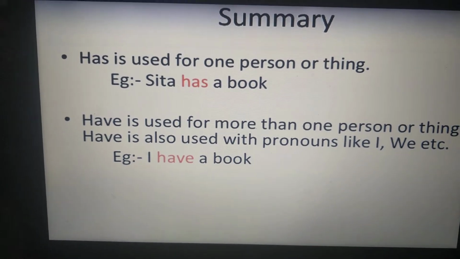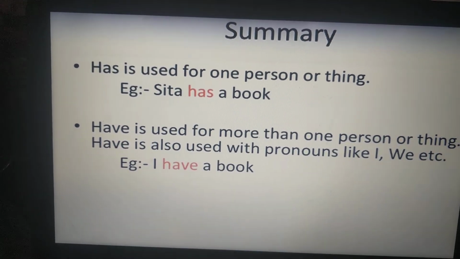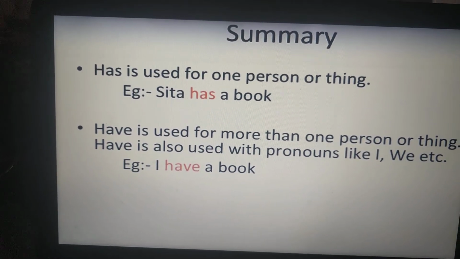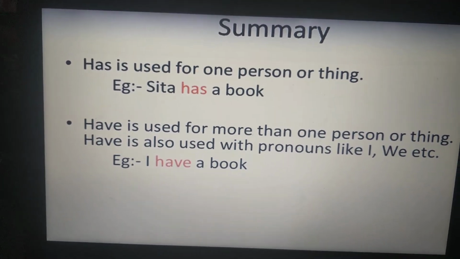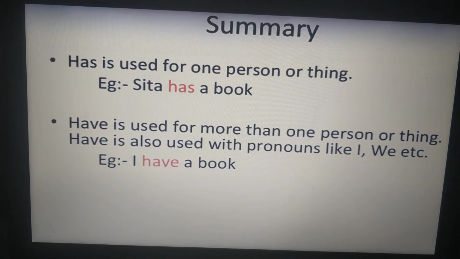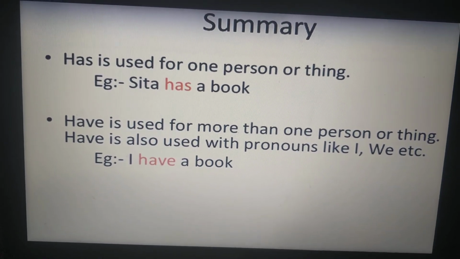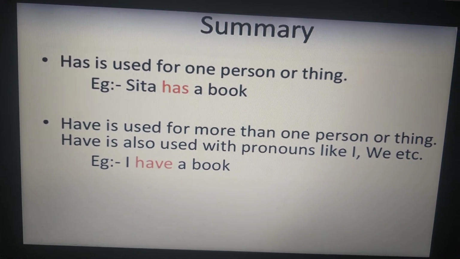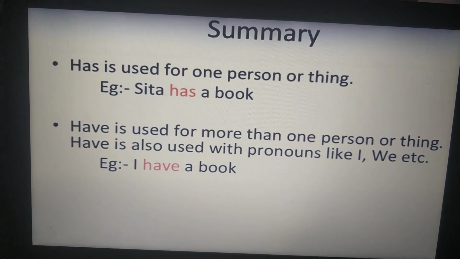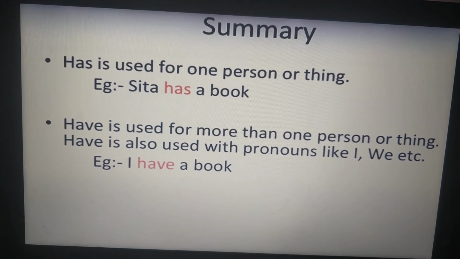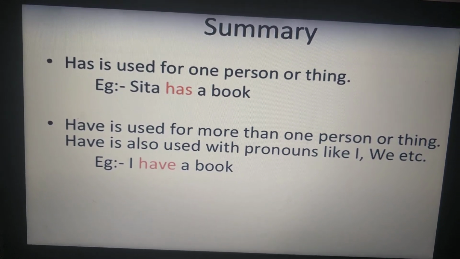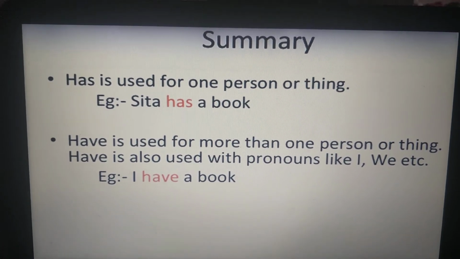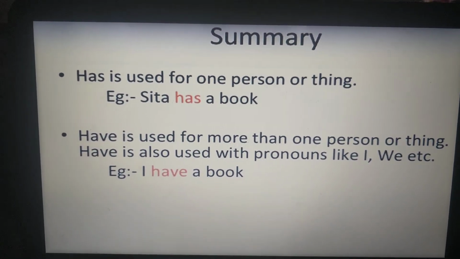So always remember that has is used for one person or one thing. And we always use has with he, she and it. But when do we use have? We use have when there is more than one person or thing. And have is also used with I, you, we, they, etc. Like I have a book, we have a book, they have a book.